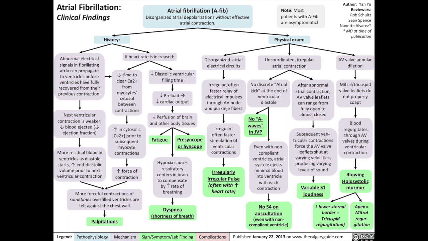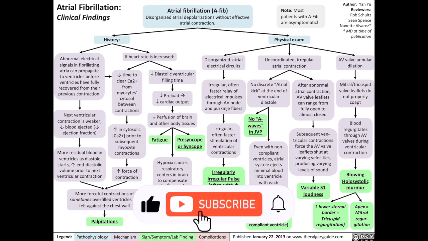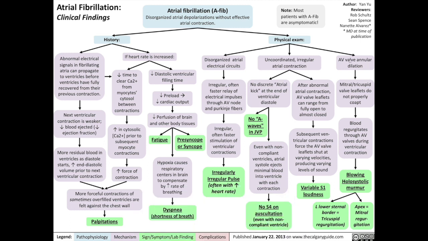Finally, on physical examination, atrial fibrillation is generally associated with dilation of the atria, which in turn is correlated with a dilation of the connective tissue surrounding the AV valve. This stretches the atrioventricular valves, and as a result, the mitral and tricuspid valve leaflets do not properly close. Blood thus will regurgitate through the atrioventricular valves during ventricular contraction. The regurgitation of the blood results in a blowing, hollow systolic murmur.